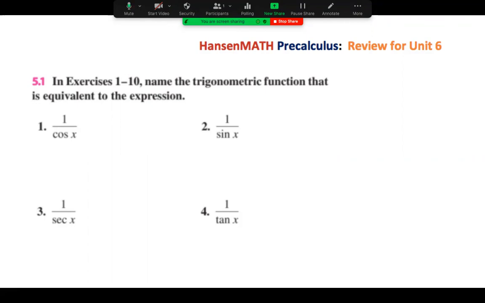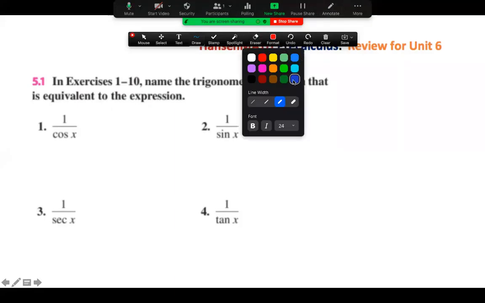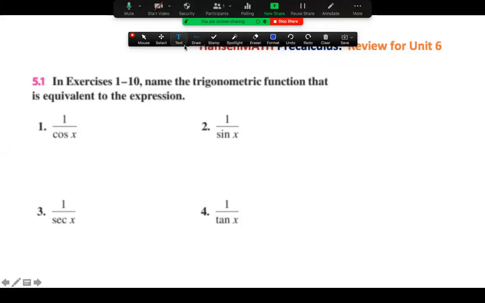The first four problems say, name the trigonometric function that is equivalent to the expression. So these are pretty straightforward. They should have been in your notes several times. For number one, 1 over cosine, that is a reciprocal identity. 1 over cosine is the same as secant.